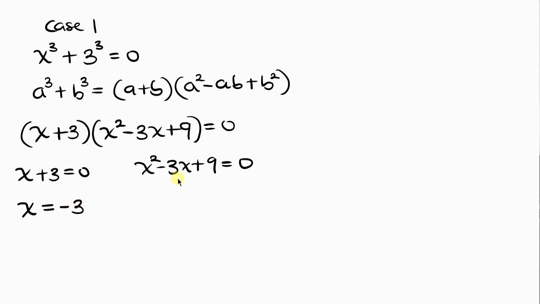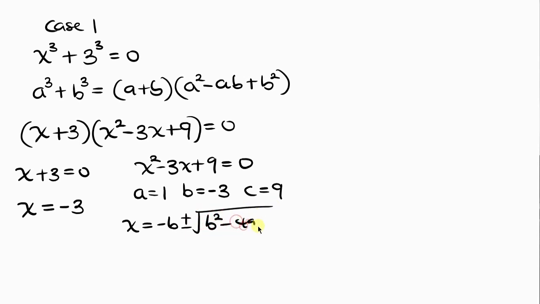Now, for the second case, we're going to be applying the quadratic formula. Here, the coefficient of x squared is 1. So our a is 1. Our b is the coefficient of x, which is negative 3. So I'm going to be putting negative 3 here. And c is the constant term, which is equal to 9. Now, the quadratic formula we're using is x equal to negative b plus or minus the square root of b squared minus 4ac all over 2a.